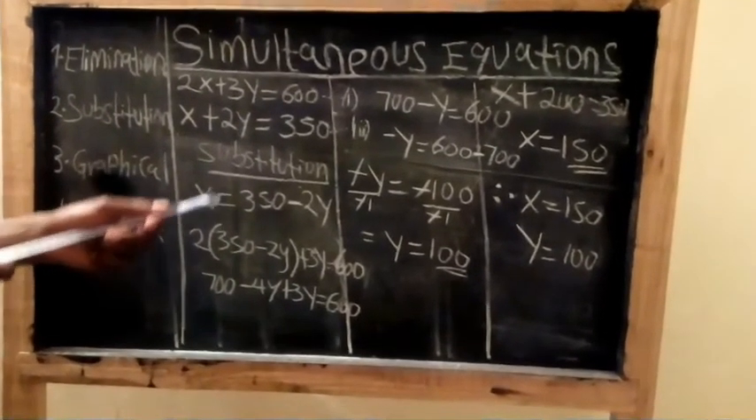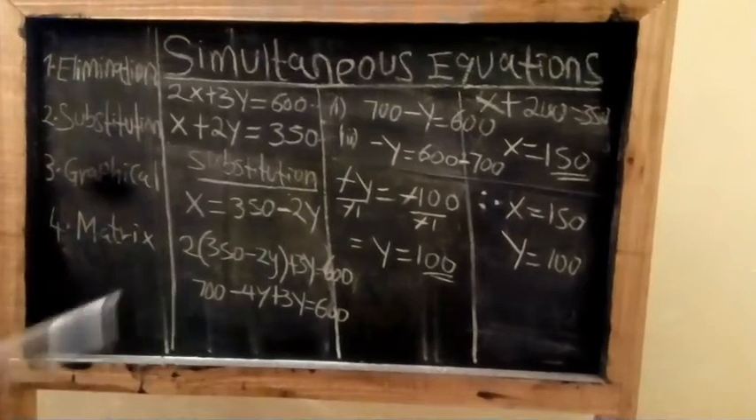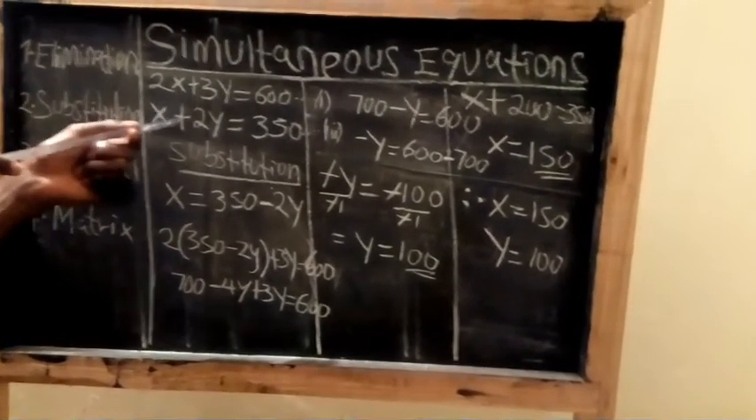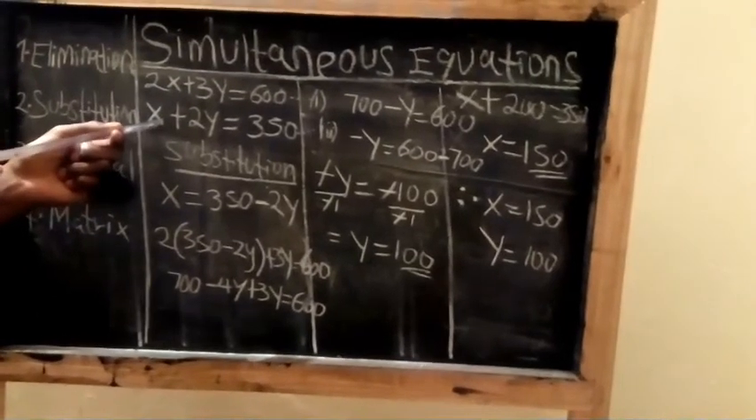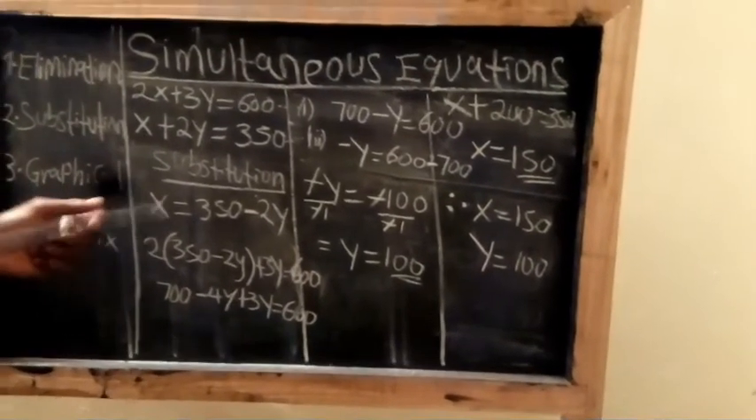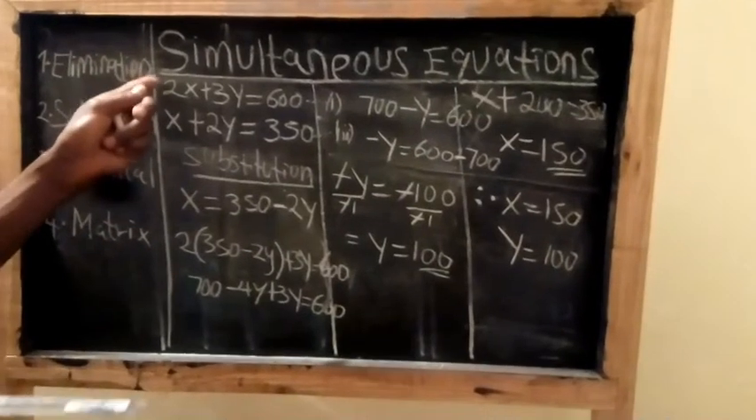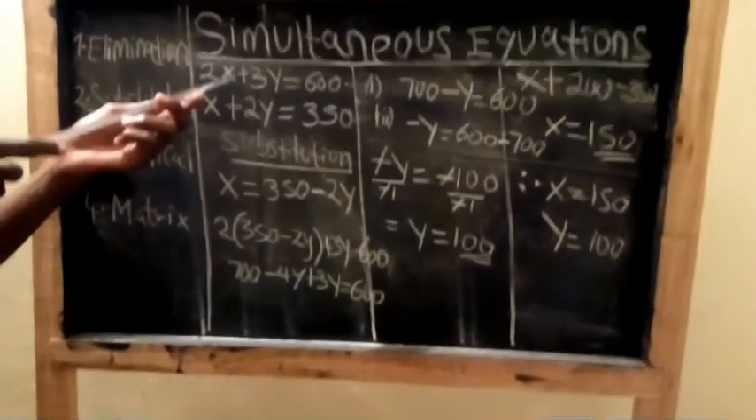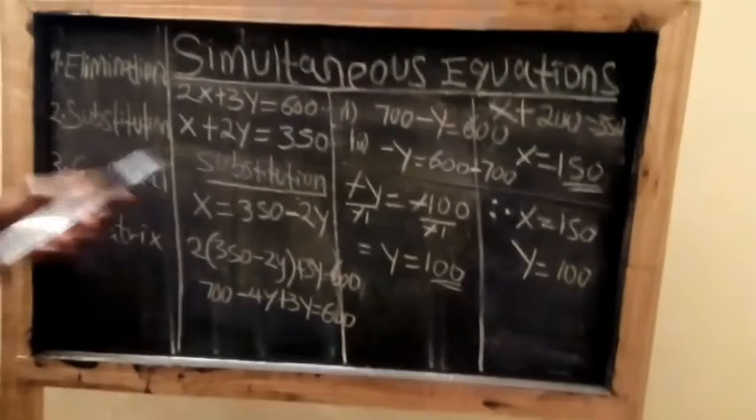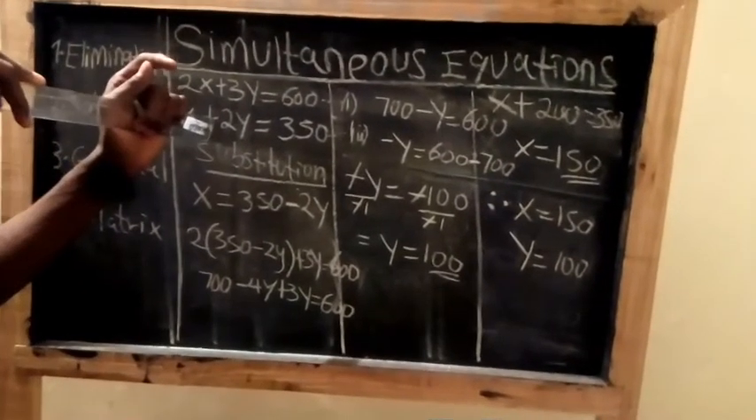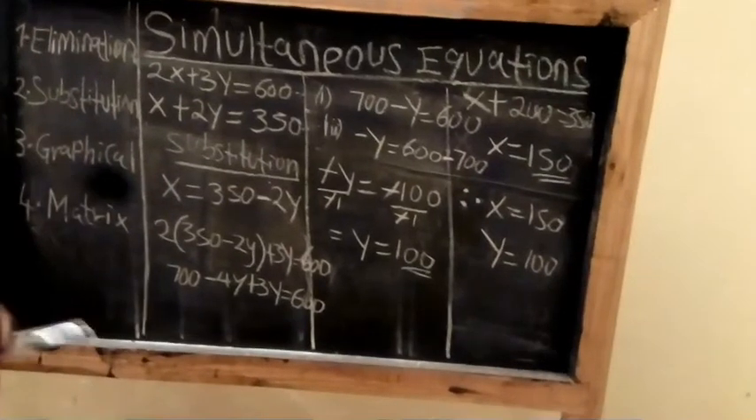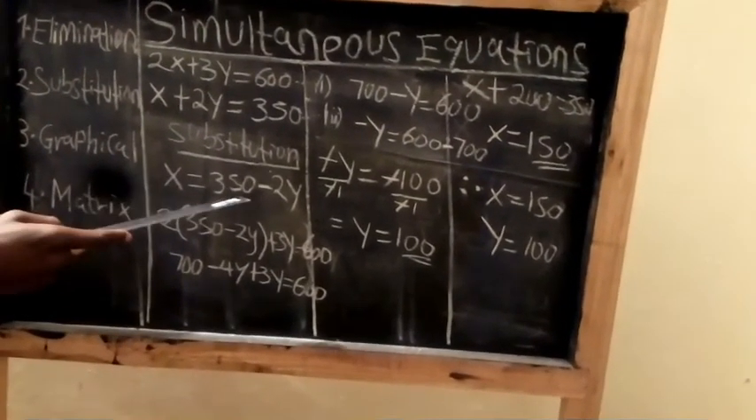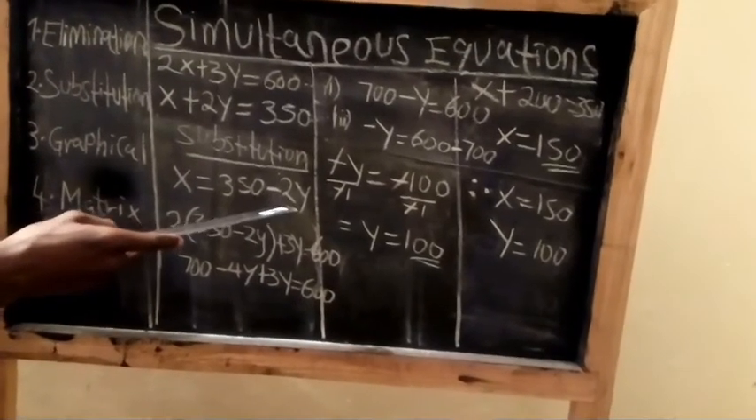After that, because we are using substitution method, you back substitute now in the first equation, because we used the second equation to make the unknown the subject of the formula. As I said, if we had used the first equation to make one of the unknowns the subject of the formula, we would have back substituted in the second equation. But in our case, it is vice versa. That's what we've done here. So where there is x, we shall replace with 350 minus 2y.